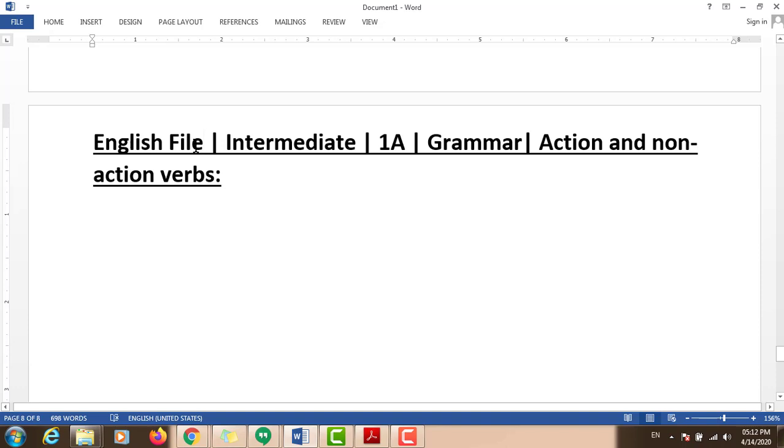And today we're having an English File, intermediate, first unit, part A: action verbs and non-action verbs, the grammar part. Okay, first of all, let's talk about first.